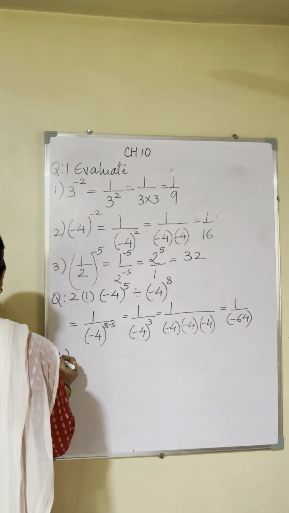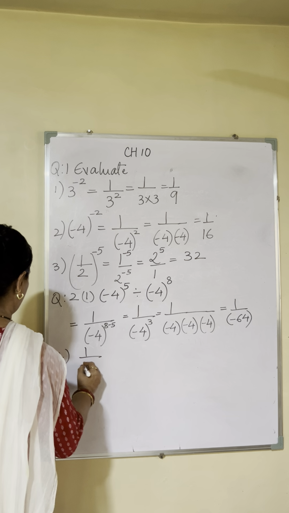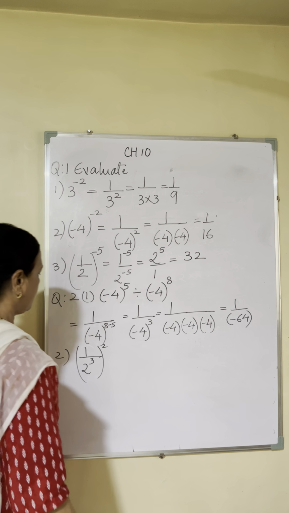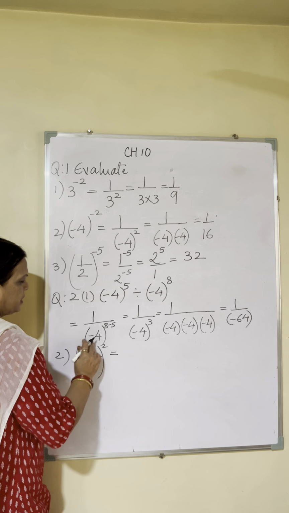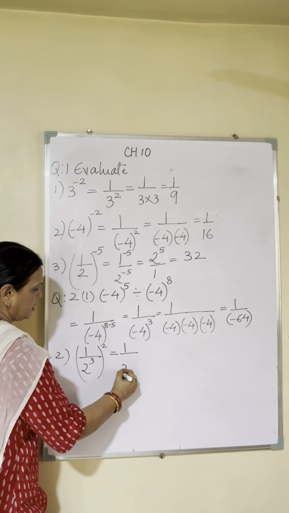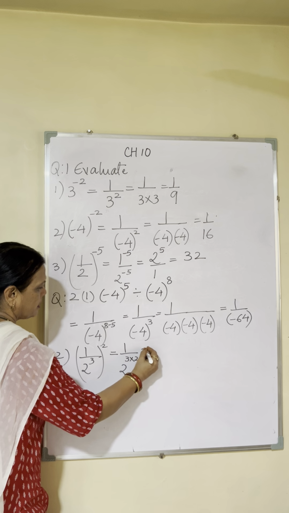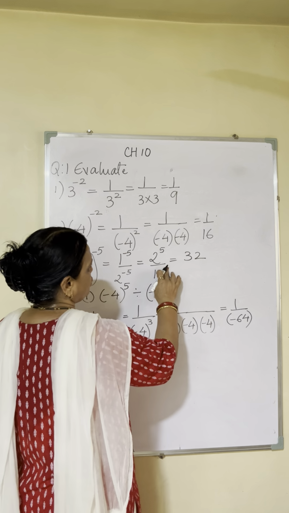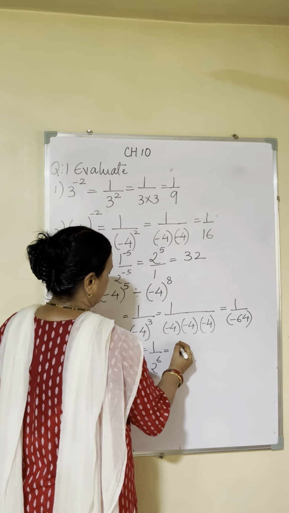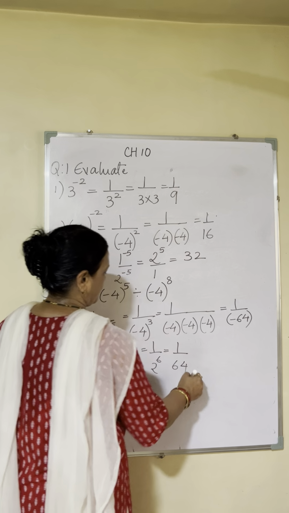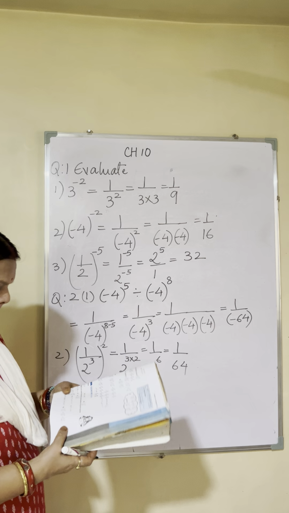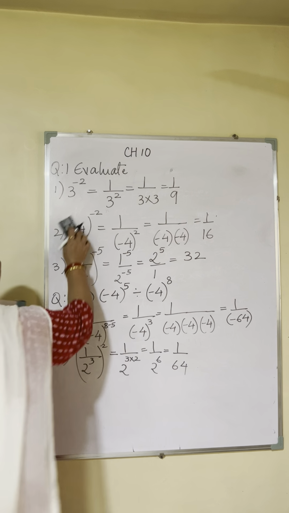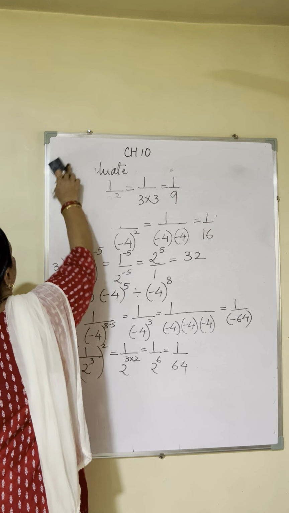Okay. So second one. 1 upon 2 raised to 3, whole square. Power of power. 1 square is 1. 3 2s are 6. And we should know that 2 raised to 5 is 32, so 2 raised to 6 will be 64. Okay? Now we move to the next one. I hope everyone is understanding.